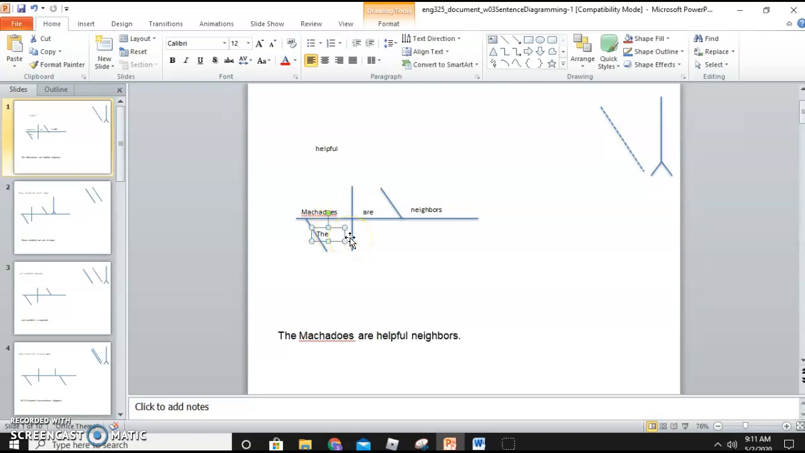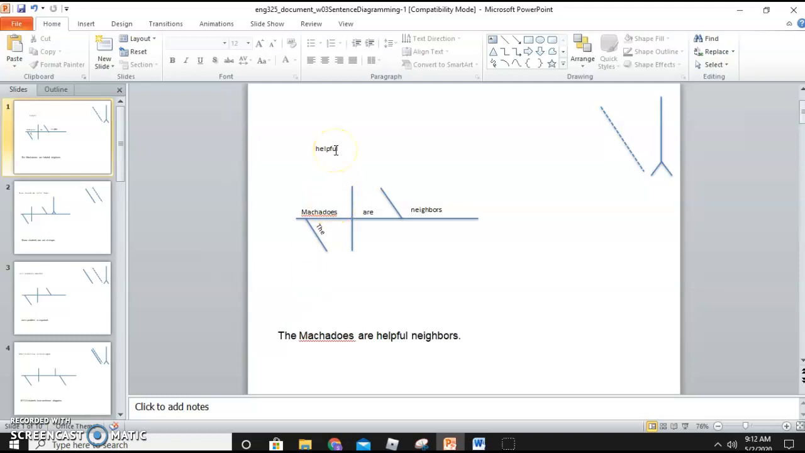Now you can just drag the word here and leave it this way. If you really want to make it fancy, you can move the word around so it lines up like that. I really don't care as long as it's legible and clear.